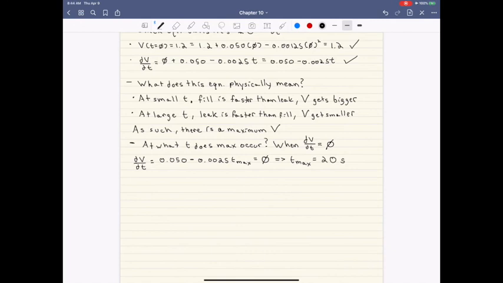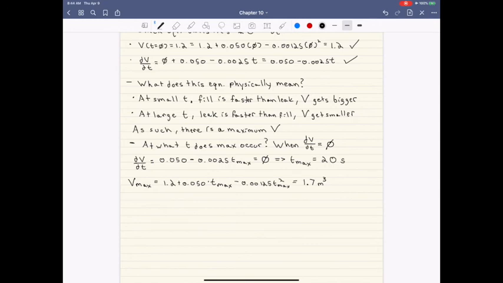Alright, and then to figure out what that V max is, we can go to our V(t) expression and plug in t max. And so here I'll write V max is equal to 1.2 plus 0.050 times t max minus 0.00125 t max squared. And if we plug in t max, we find that the maximum volume of water in the tank is 1.7. Okay?